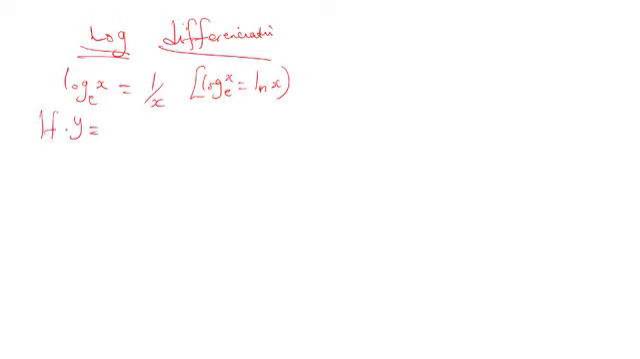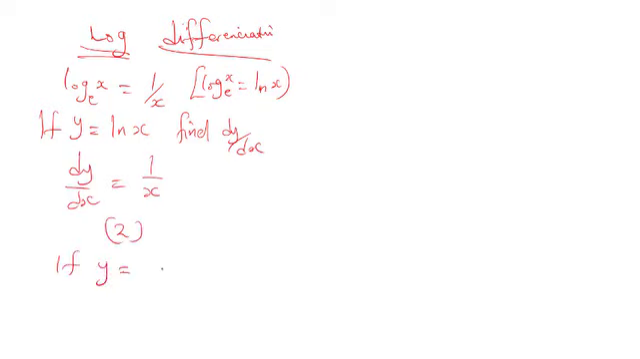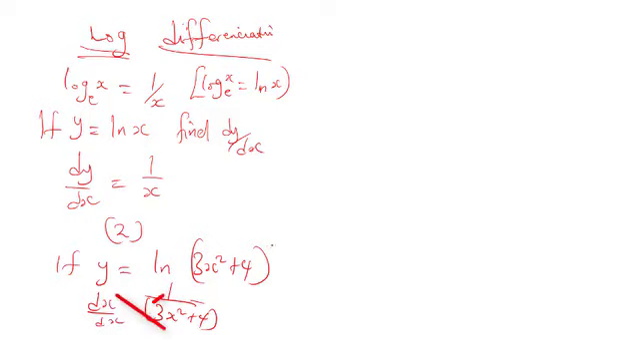If y is equal to ln x, find dy/dx. From our law, I just said dy/dx is equal to 1 over x. That's all. But if y, let's do number 2. If y is equal to ln of 3x squared plus 4, it will be wrong to just write 1 over 3x squared plus 4 as your dy/dx. This is wrong. It's not accepted because you just have ln this.